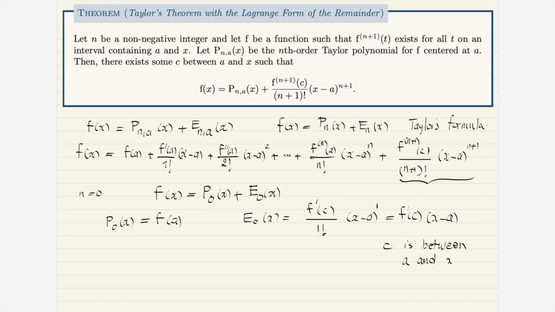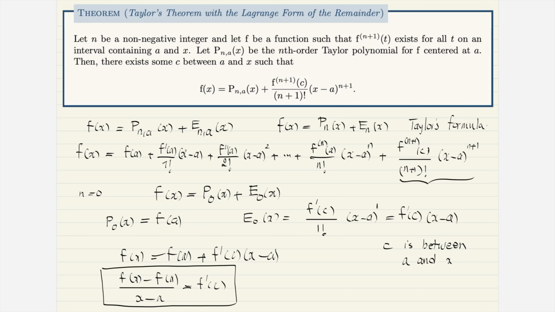But now if I plug this and this back into Taylor's formula, what do I get? I get f of x equals f of a plus f prime of c times x minus a. And of course, if you now move f of a to the left and divide everything by x minus a, this becomes f of x minus f of a divided by x minus a equals f prime of c. And I hope that you remember this is nothing except the mean value theorem.